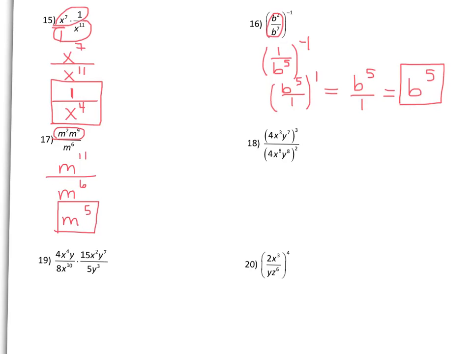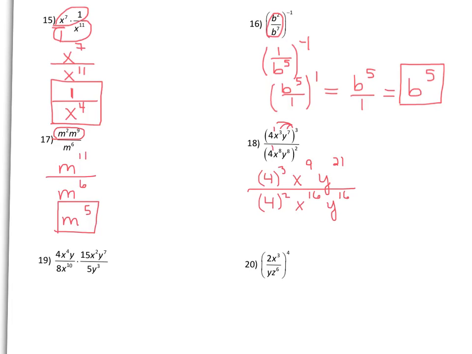Okay, 18 is tricky. That 4 is to the 1st, 4 is to the 1st. Power to power will give us 4 to the 3rd, x to the 9th, y to the 21st, all over 4 to the 2nd, x to the 16th, y to the 16th.